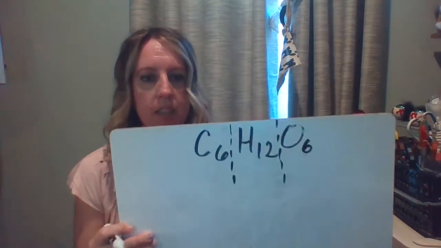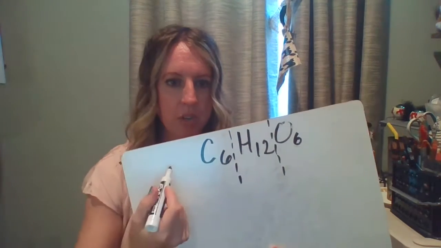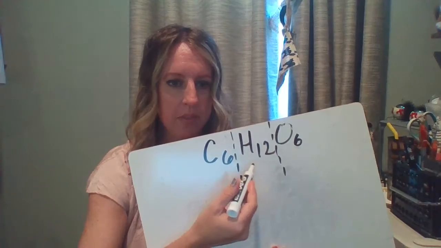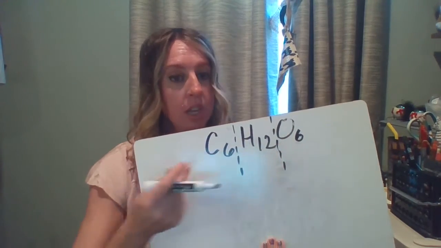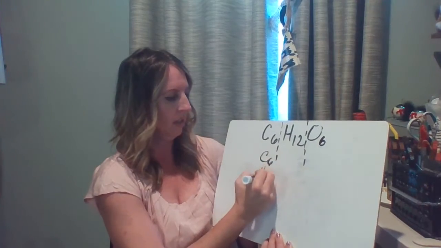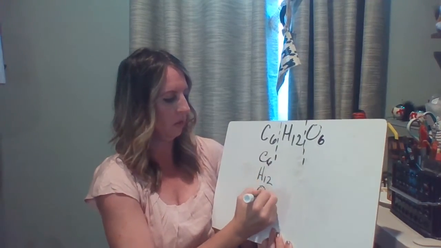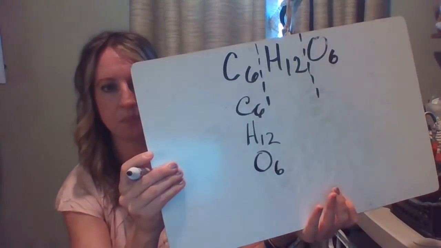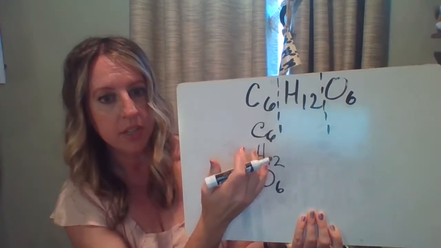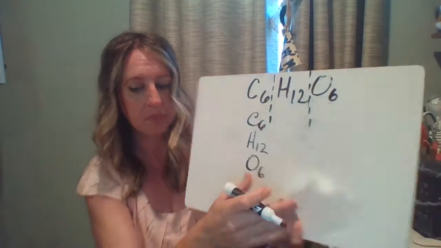One way to separate them and make it easier to read is I draw a dotted line between. So after each number, I draw a dotted line. So I have 6 C's, 12 H's, and 6 O's. Another way to do it is, after I separate it, I could write it C6, H12, O6, like so. So now I can say I have 6 carbon, 12 hydrogen, and 6 oxygen.